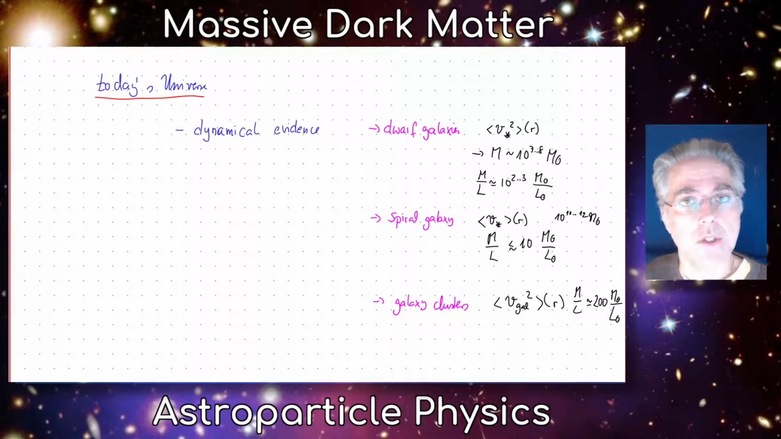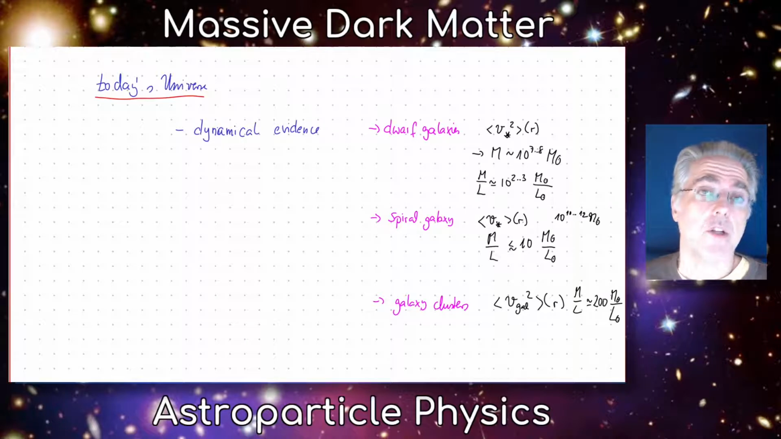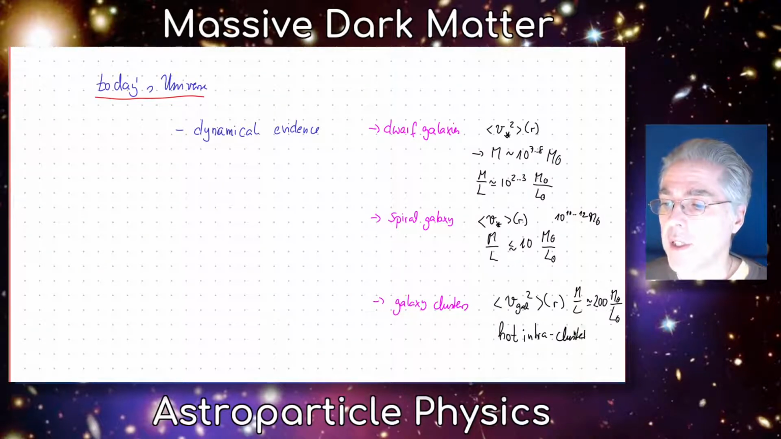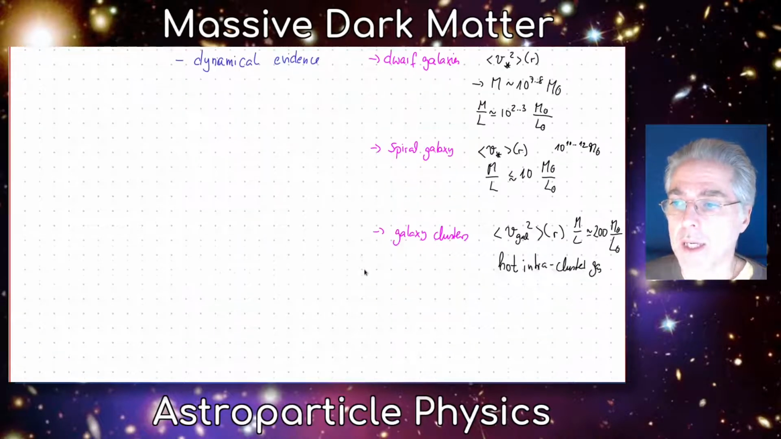And then you can use the argument that since this gas is gravitationally bound, the kinetic energy of the gas, the pressure of the gas, has to be balanced by the gravitational pull, and then again you can infer the total mass of the system. There you get similar values coming from the temperature from this equilibrium state, so the hot intra-cluster gas gives consistent results, and we'll look at that in a moment in a bit more detail.